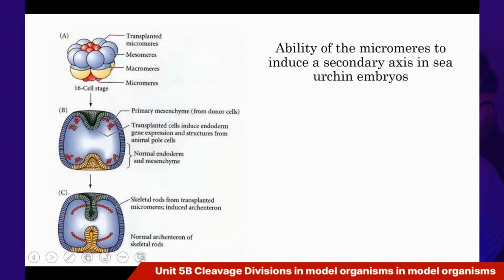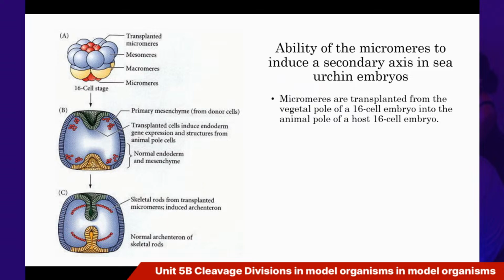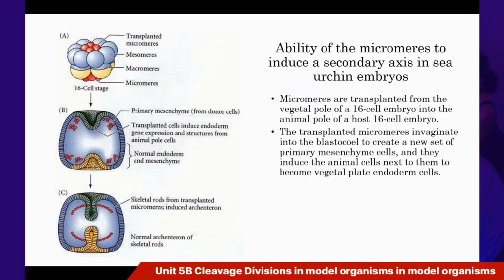Now next question. Yeah, so see here. Ability of the micromeres to induce a secondary axis. Okay, so this is exactly from Gilbert book. I told you, in Gilbert it is written. So that's why CSIR also have taken this.